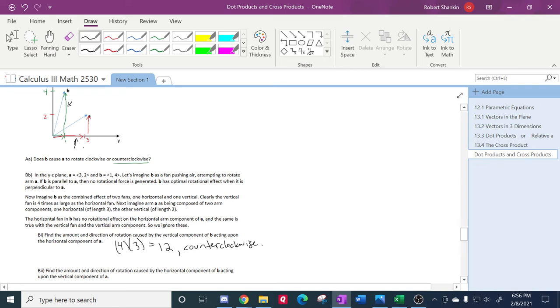The amount is strange with these units. If we think of this as 3 meters, and this was a force of 4 newtons, you'd multiply them together and so on. But since they're perpendicular, they just multiply. Okay, so now B, part 2. Find the amount and direction of rotation caused by the horizontal component of B acting upon the vertical component of A. I'll give you a moment for that.